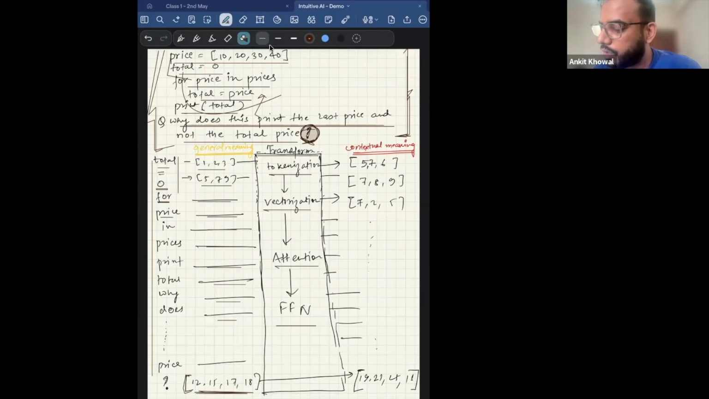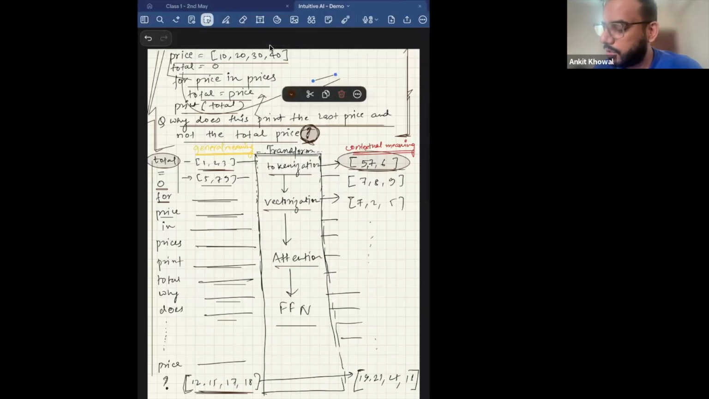Each of these words, via attention or this transformation mechanism, had their vectors modified. Like the vector of total got modified from 1, 3 to 5, 7, 6. What does it mean? The vector of total, after all this process, has grabbed the contextual meaning of what it's doing in this context. That is what has happened. Similarly, every other word's vector has changed.